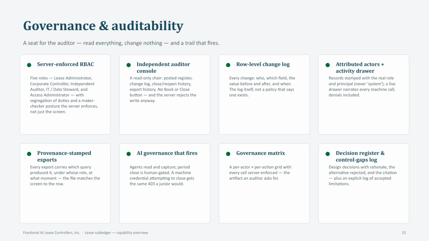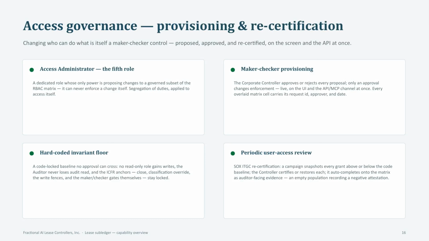And AI governance that actually fires. Agents read and capture, period close is human-gated. And a machine credential that tries to close gets the same 403 a junior would. There's even a control on the control: who grants the access in the first place? That's maker-checker on access itself.